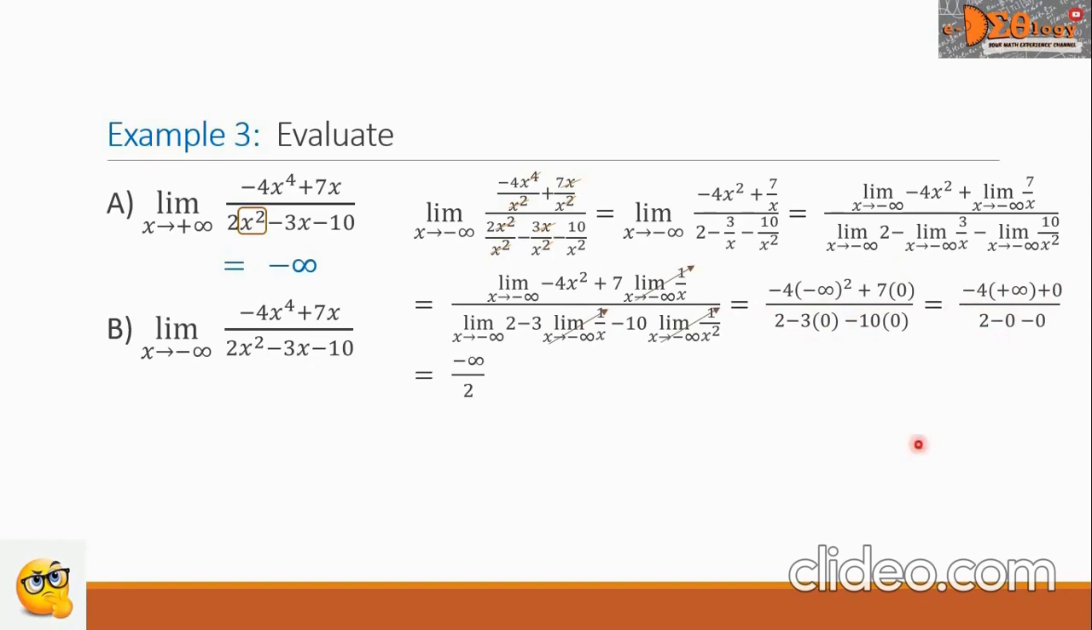Simplifying further, we have this negative 4 times positive infinity will give us negative infinity over the denominator 2. And the quotient is negative infinity. Let us copy this answer below problem B. So these are the answers for example 3.